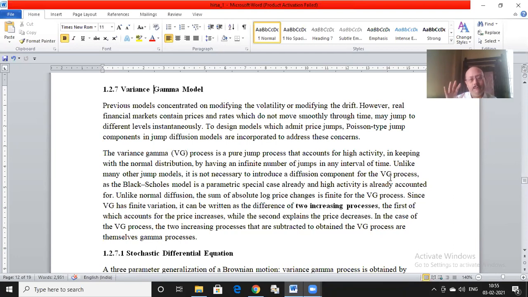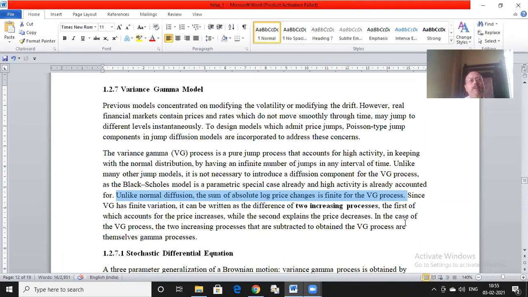But this high rate of activity has to be qualified in a certain way, because otherwise the regulators will come and stop us. So what is this automatic regulation that is built into the model? This is the important qualifier. One can show that unlike the normal diffusion where the variance increases without bounds linearly in time, the sum of absolute log price changes is finite for the variance gamma process. So the variance gamma process is defined in such a way that it has finite variation.